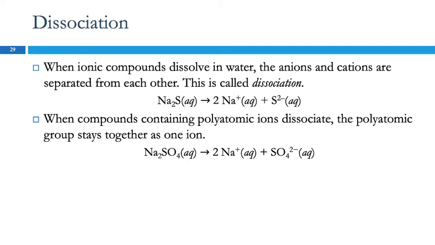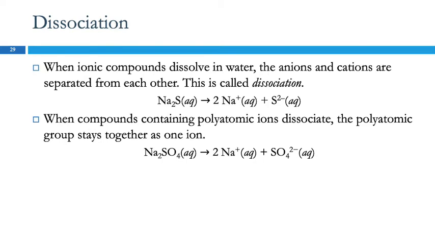So as ionic compounds dissolve in water, the cations and anions separate from each other. So here we have sodium sulfide. It's got two sodium ions and a sulfide ion. And when you put this into water, those ions separate. And this is called dissociation. Association is when things come together, right? Dissociation is when they break apart.